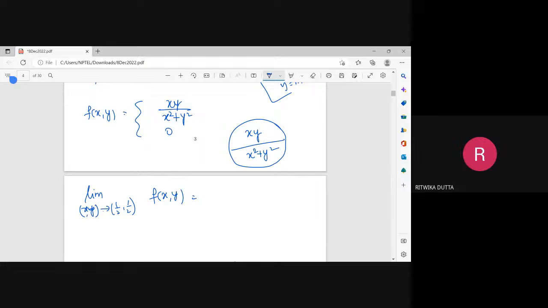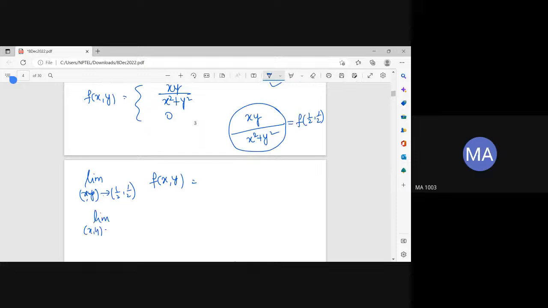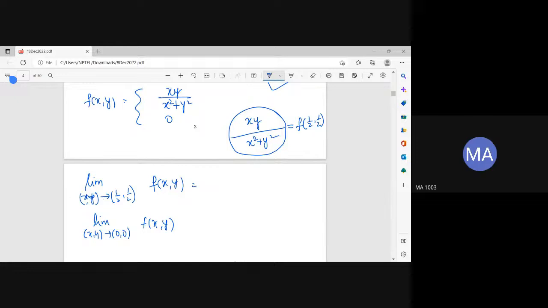But at (0, 0), I cannot follow this procedure because the denominator becomes 0 at this point. So at (0, 0), I have to go to other methods to find whether the limit as (x, y) goes to (0, 0) of f(x, y) exists or not. So for this, what do you think? Will the limit exist? Yes. What happens along the x-axis?